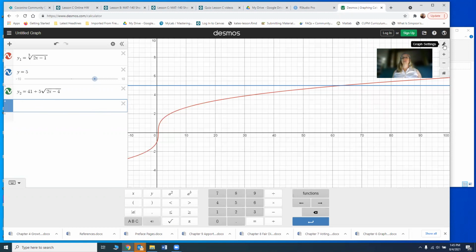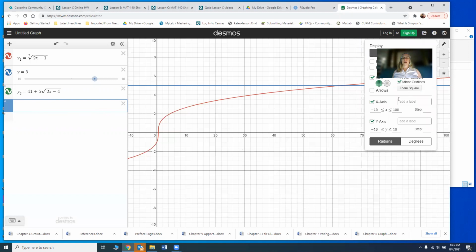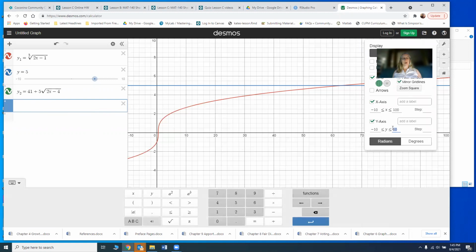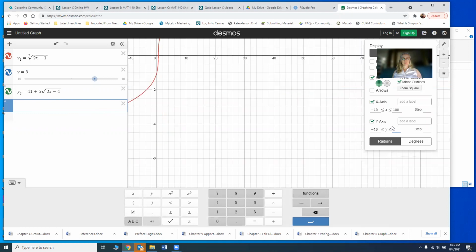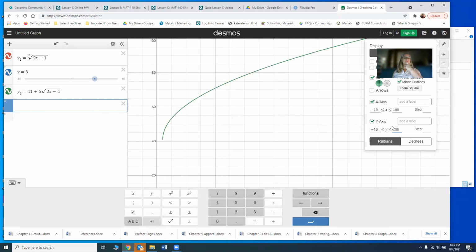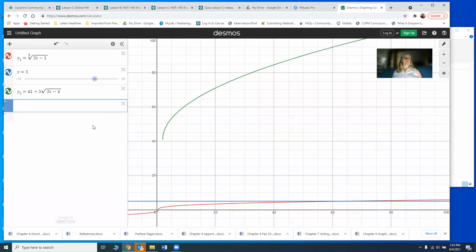So again, I'm going to go ahead and change my graph settings. I'm going to go ahead and change my y's. Now I'm not seeing my y's. So I'm going to make this y go all the way up, maybe to 100, because I need to be above 41. So I'm going to get that to be above 41. And there's my value there.